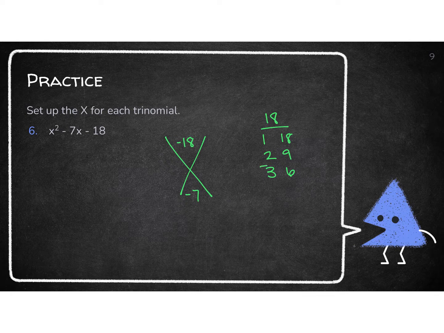Well, looking at these, I know that I can use the 9 and the 2. So if I do 2 minus 9, I'm going to get negative 7 like I want, right? I want a negative 7, so I have a 2 minus 9. Split up that middle term, then I have an x squared plus 2x minus 9x minus 18.